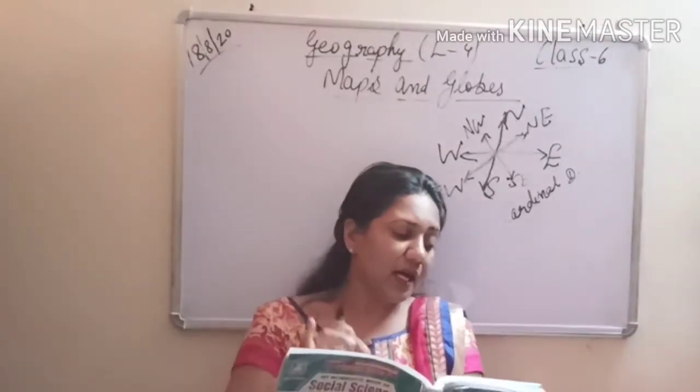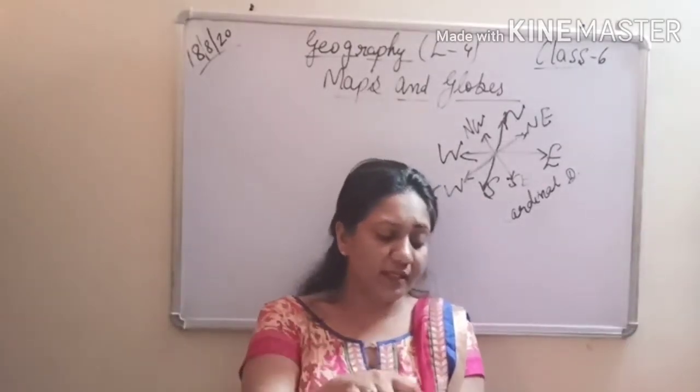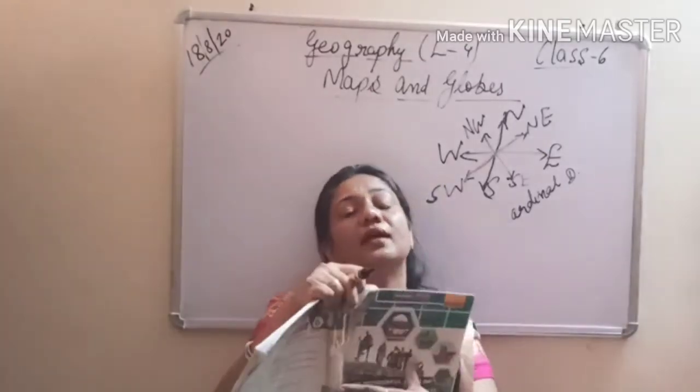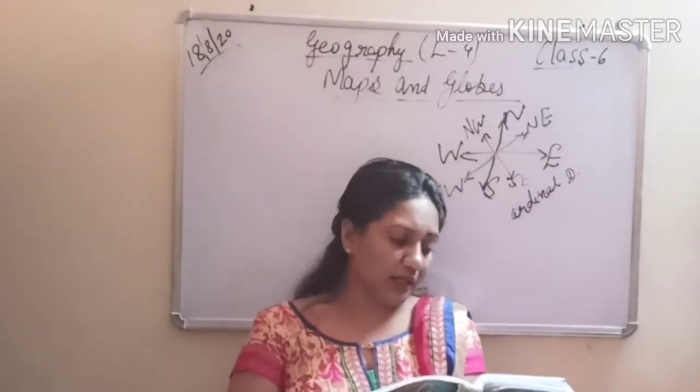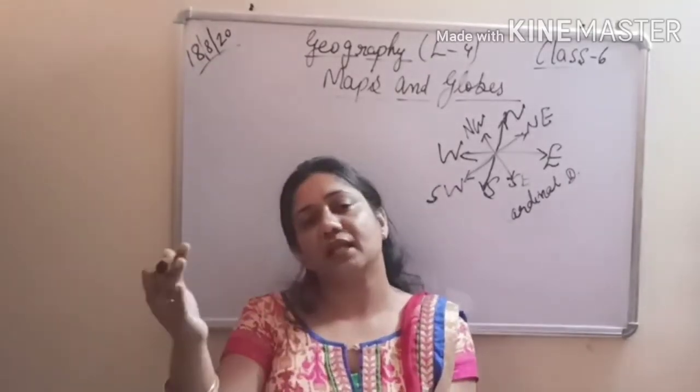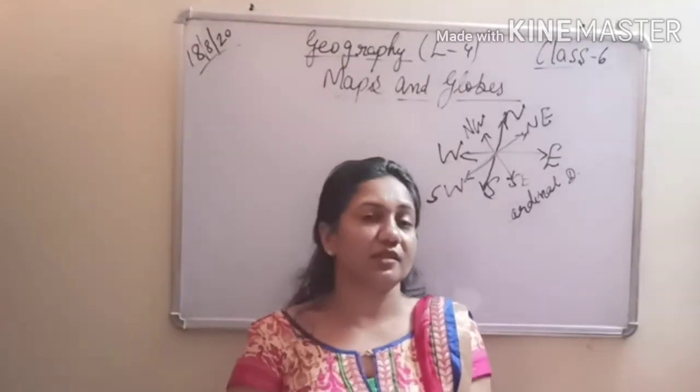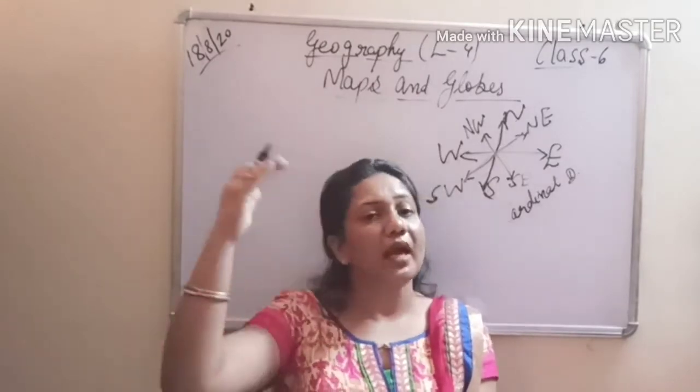So please underline: the left hand points towards the north and the right hand points towards the south. So you need to underline. This way we can easily find out the direction. So how will we find? By looking at the sun.